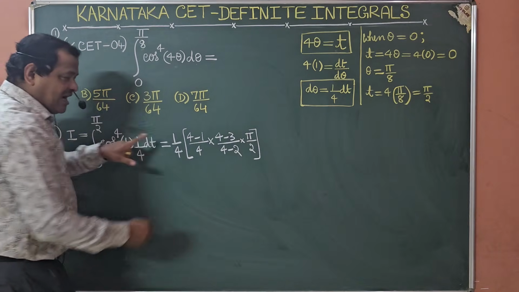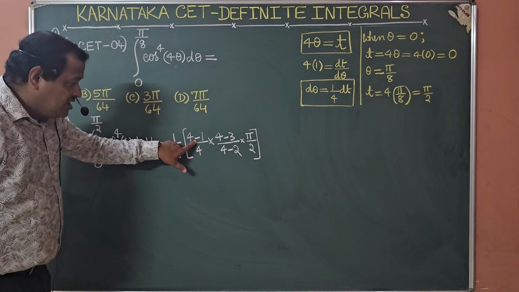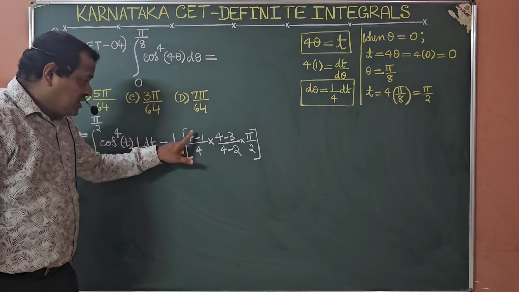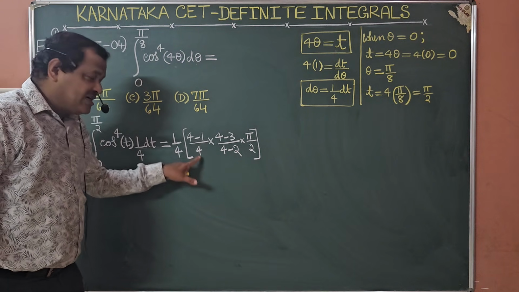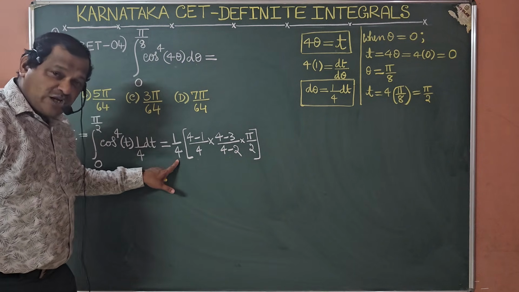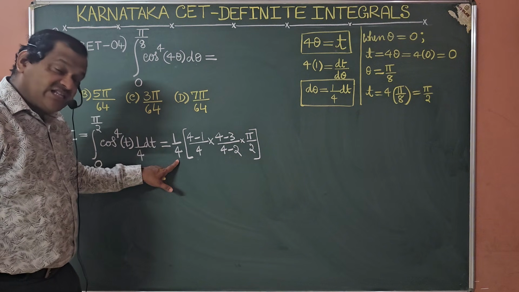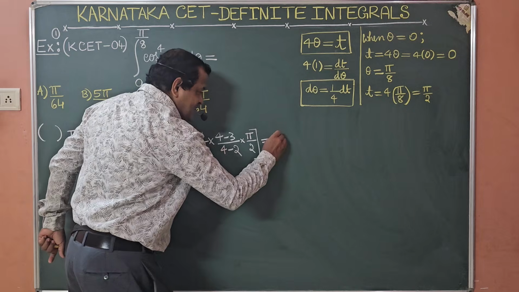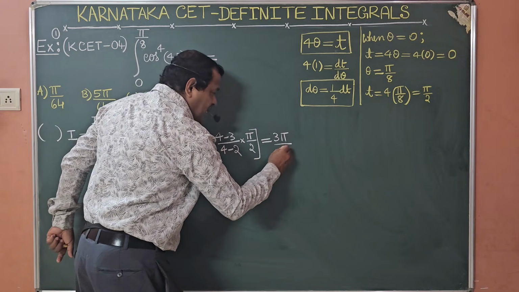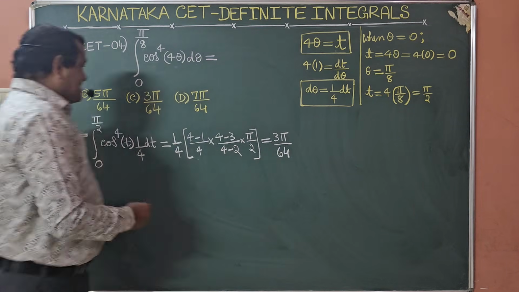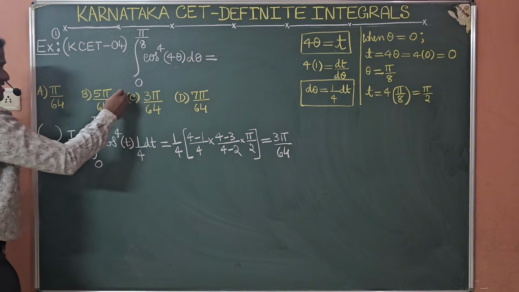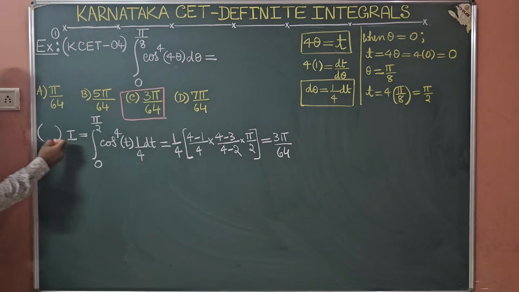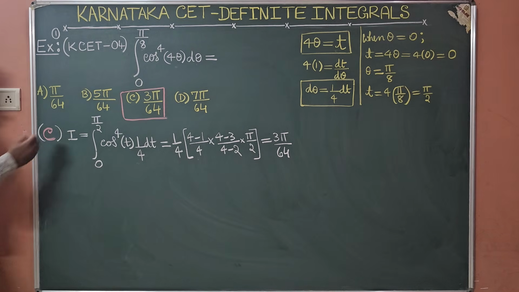Therefore, this becomes, say now purely in mind work, 3 by 4, this is 1 by 2. So 3 by 4 into 1 by 2 is 3 by 8. There is 4 outside. So 3 by 32 and one more 2. So 3 pi by 64 is our answer. Hence, to this question, my dear students, option C is correct. So option C is correct.